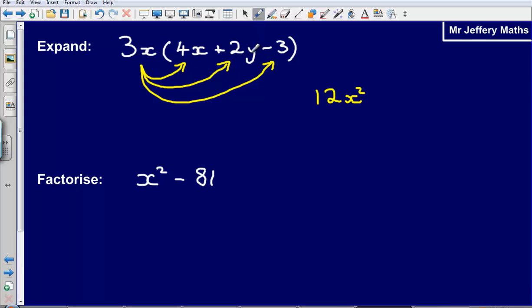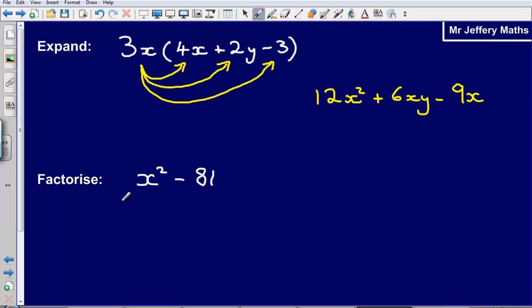Then we've got 3x multiplied by positive 2y, so plus 2y. So 3 multiplied by 2, that's going to give us 6. Then x multiplied by y, we can think of that as being xy. Then lastly, 3x multiplied by negative 3, that's going to give us negative 9x. So our expanded expression would be 12x squared plus 6xy minus 9x.